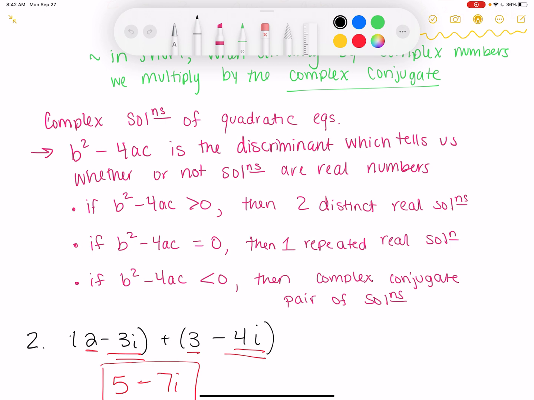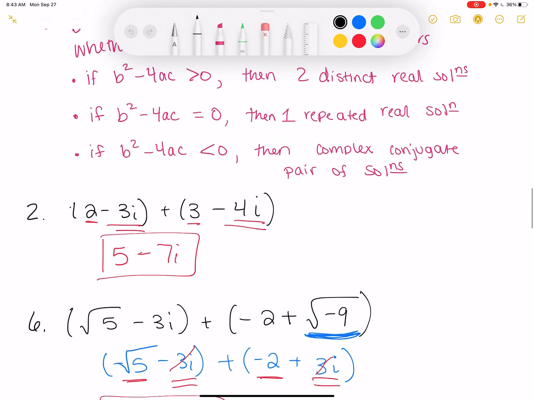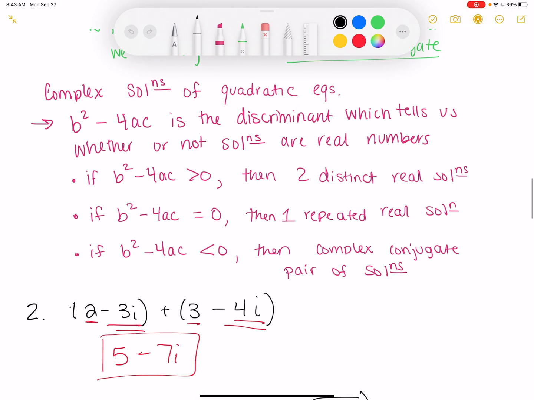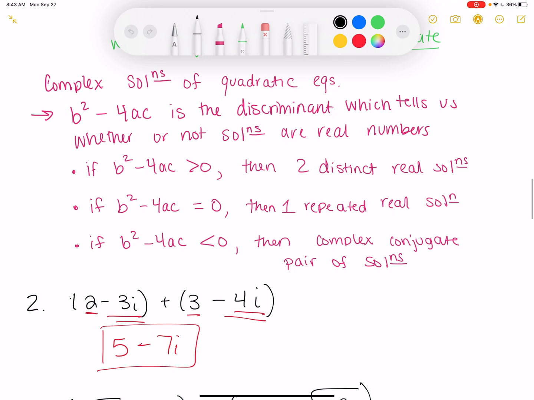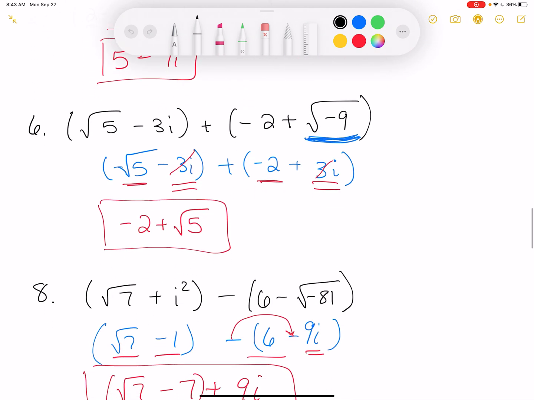What does complex conjugate mean? Is that where they're in parentheses? Yeah, like 2 plus I and 2 minus I are complex conjugates. Distinct real solutions is where you actually get two real numbers with no i's. Yes. And the one repeated real is the same thing.